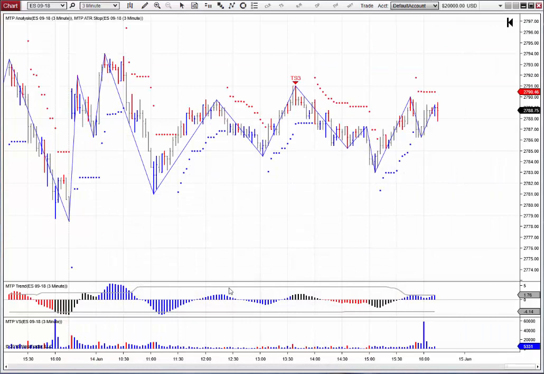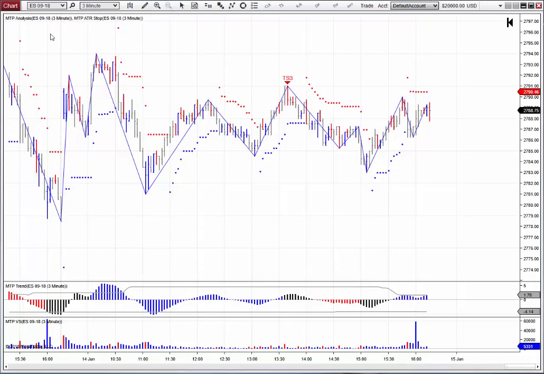Right, let's have a look at the US minis, how they unfolded yesterday, which was the 14th of June. I want to start by looking at a 3-minute chart of the ES, and you can see we had one sell setup here, which was a TS3 sell setup. This was on a black MTP trend, and as such was a good one to take.